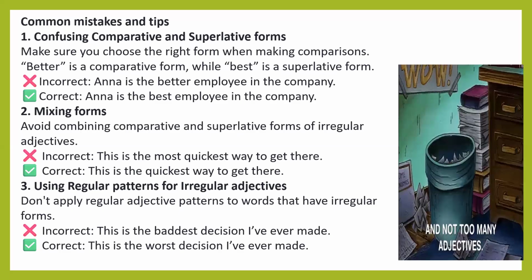The third rule is using a regular pattern for irregular adjectives. Don't apply regular adjective patterns to words that have irregular forms. "This is the baddest decision I have ever made." You have to use this sentence as: "This is the worst decision I have ever made."